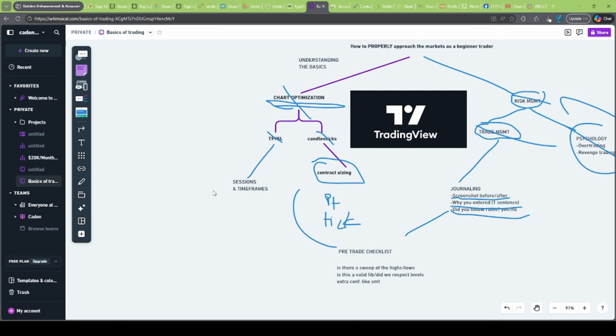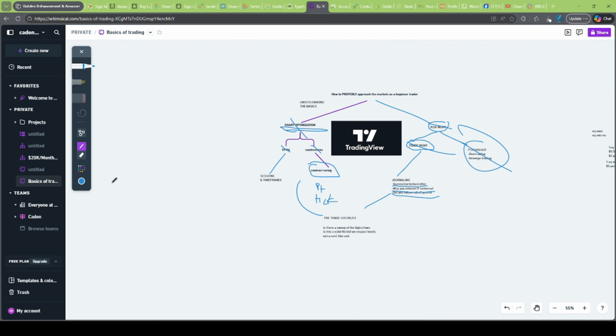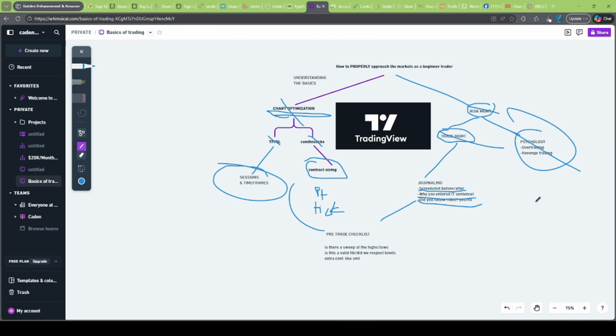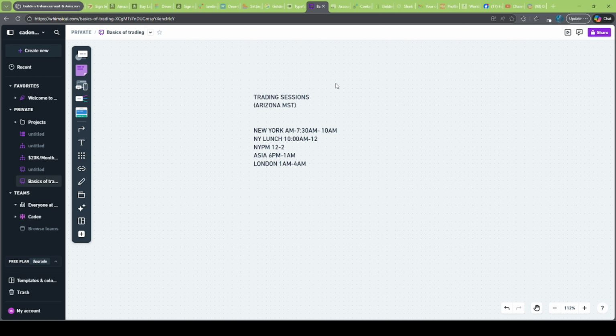Now, I did miss one thing here, sessions and time frames. So this will be the last section, and then we will call it a day. Now, here in front of us are the current time zones based off of where I live in Arizona. This is when the sessions open and the sessions close. So we have New York AM at 7:30 in the morning. That ends up closing at 10 a.m. New York lunch opens up at 10 a.m. and it goes till 12. And then New York PM opens up at 12 and goes to 2. So those are all continuous.